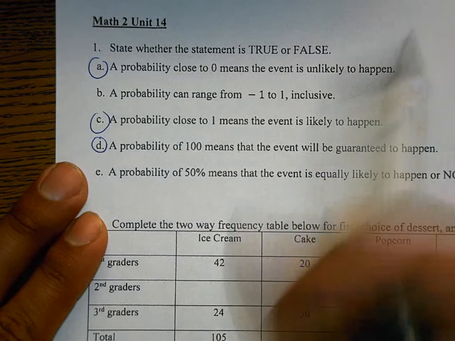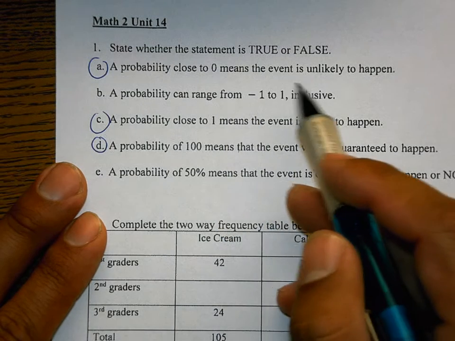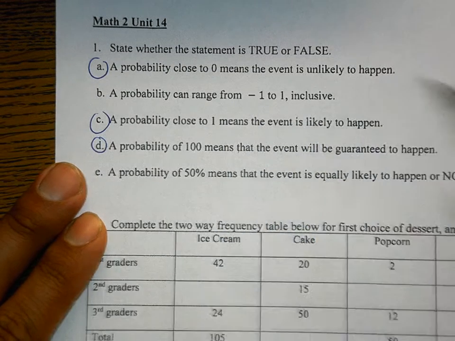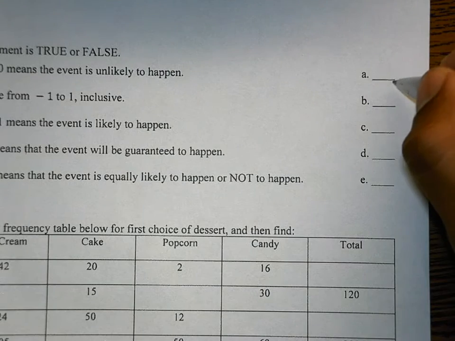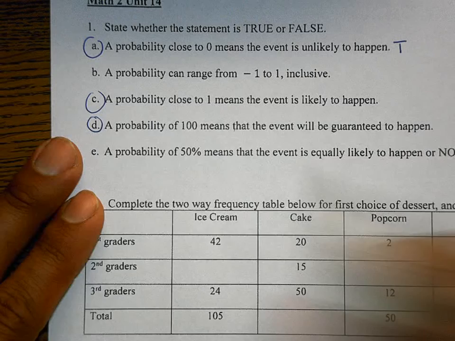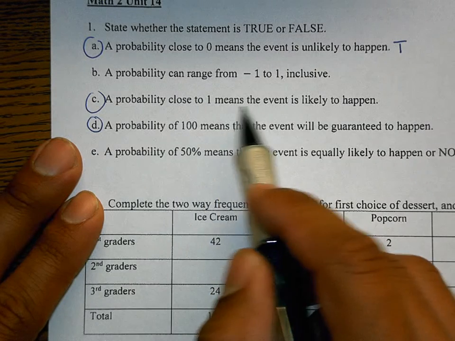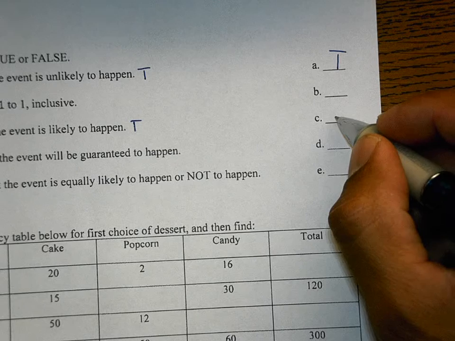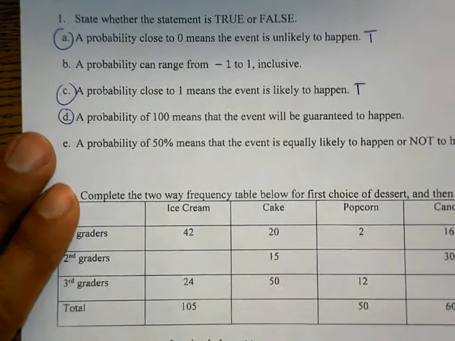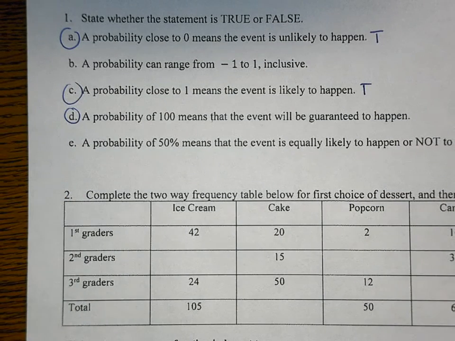When there's a probability close to 0, it means that the event is unlikely to happen. That is a true statement. So I'm going to put over here that is true. A probability close to 1 means the event is likely to happen. That is also a true statement. What you need to remember is that a probability can be from 0 to 1. It can't be any other number.